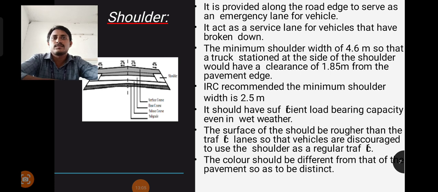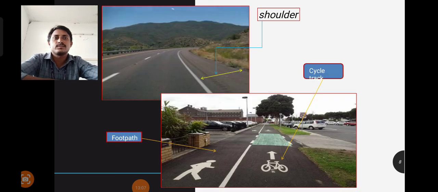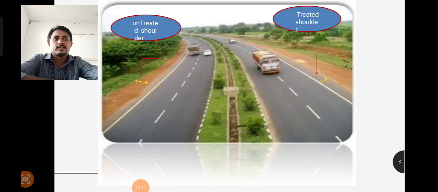So the next, after shoulder, if you see the diagrams of the shoulders, in these slides the first diagram shows the shoulders. On the sides of the road, two shoulders are there. Whether single lane or double lane, two shoulders are there along the sides of the road. Then footpath is there and cycle track is there.